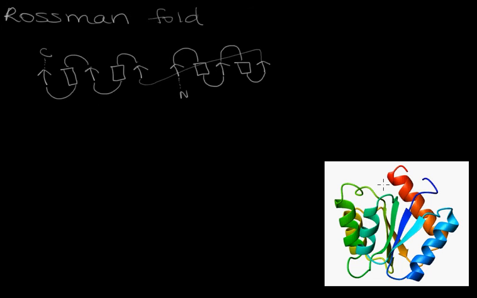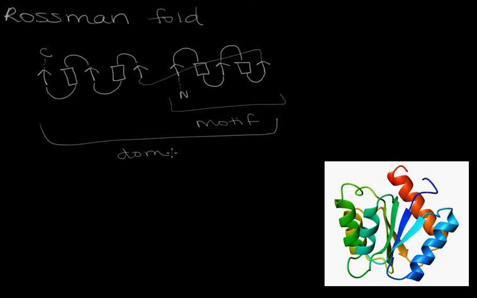So this actually gives us a pattern of parallel beta strands, as you can see. So here's what they look like in arrows. This is the 3D representation. So this would be a motif, and this whole thing would be the domain, the overall fold. Okay, and so here's what it looks like in 3D.